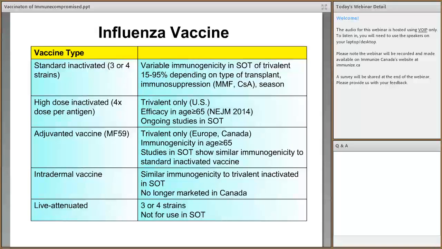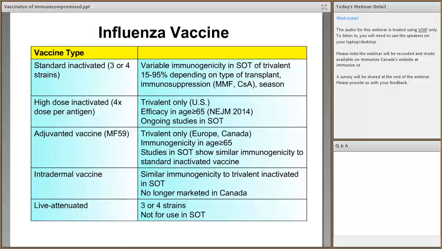This gives me an opportunity to talk a little bit about flu shots. You know that we have many different kinds of flu shots now on the market. We have your standard inactivated vaccine, which consists of 3 or 4 strains. The high-dose vaccine has also recently been licensed. There's an adjuvanted vaccine on the market as well, and there's also a live attenuated vaccine. Now, I've skipped over the intradermal vaccine because that's no longer being marketed.